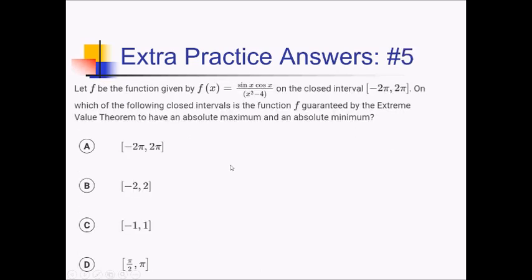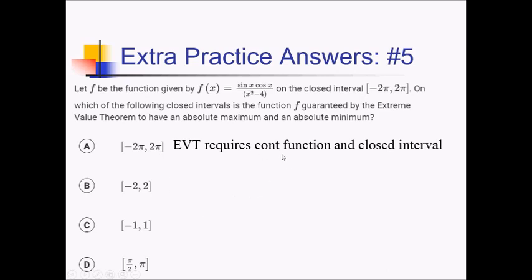For this problem, we're given this sine of x cosine of x over x squared minus 4 function on the interval negative 2 pi to 2 pi, closed interval, and we want to know on which of these closed intervals is the function f guaranteed by the EVT to have an absolute max and min. So recall that the extreme value theorem guarantees an absolute max and min if your function is continuous on a closed interval. Now, all of these intervals here are closed, so obviously that's not going to be an issue. But we have to see if our function is continuous on various intervals.